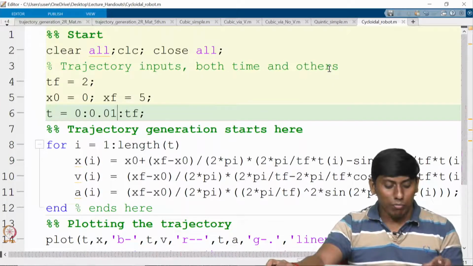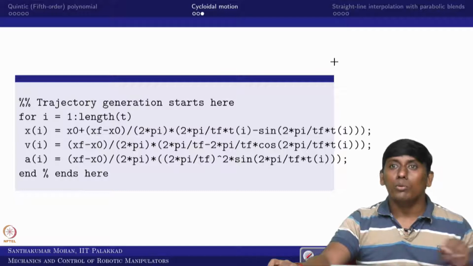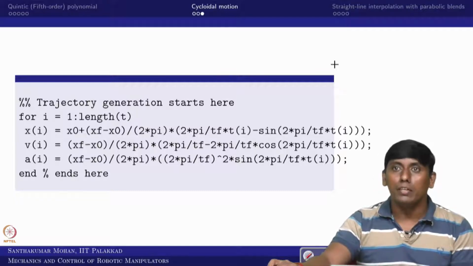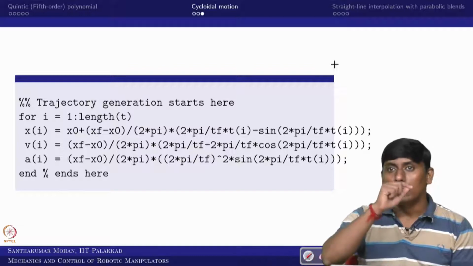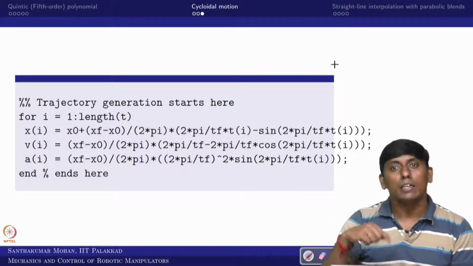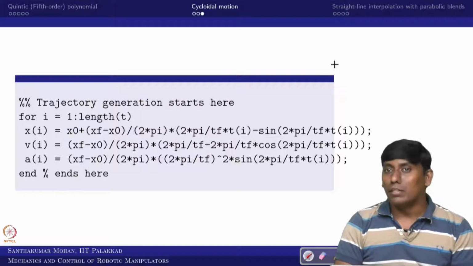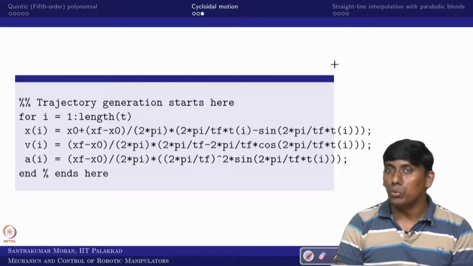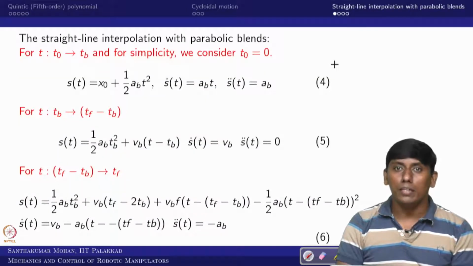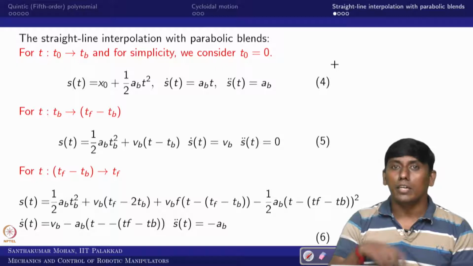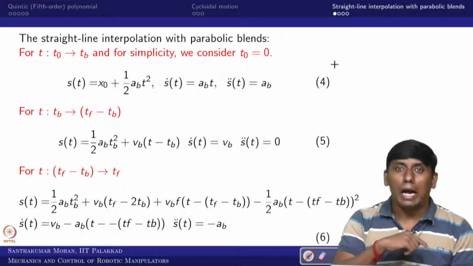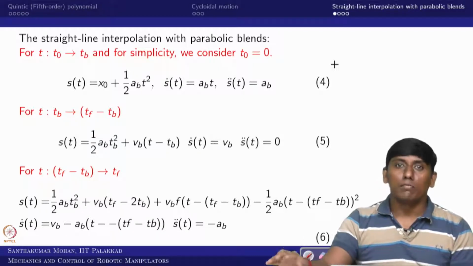So we'll see the final one in this particular lecture, which is straight line interpolation with the parabolic blend. Straight line interpolation means from start to end we just make a straight line, and we take the slope and multiply, but that is non-smooth because the acceleration is infinite at initial and final, which is not possible in real time; the actuator will not support that. So for that we are doing the blend. We are taking the same straight line in 3 segments, and at the initial and final we add the parabolic segment. That is what we are trying to do.